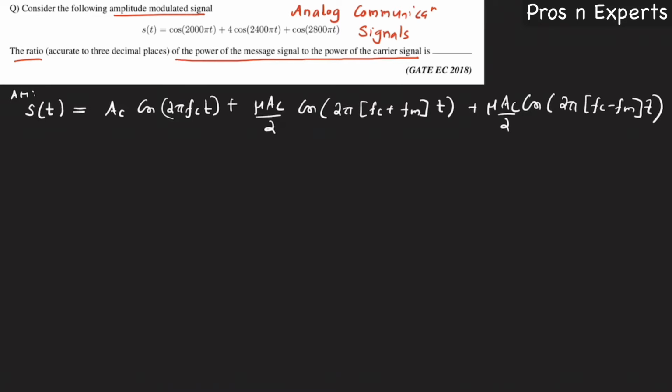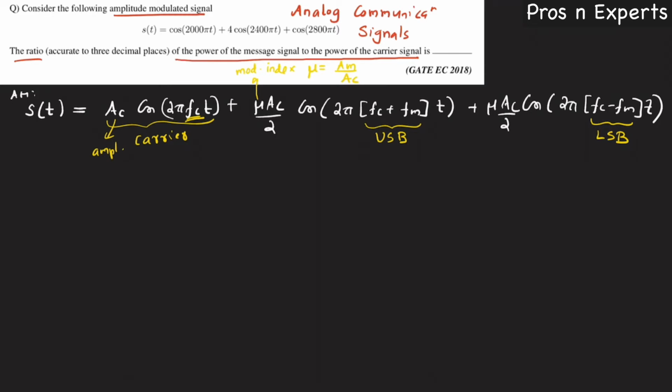And you will be very well knowing that this is the carrier signal. This is the amplitude of the carrier signal. This is the frequency of the carrier signal. Then mu AC by 2, where mu is the modulation index. Mu is also given by AM by AC, where AM is the amplitude of the message signal, AC is the amplitude of the carrier signal. Then fc plus fm indicates the upper sideband of the modulation spectrum, and fc minus fm is the lower sideband. You know all of this.